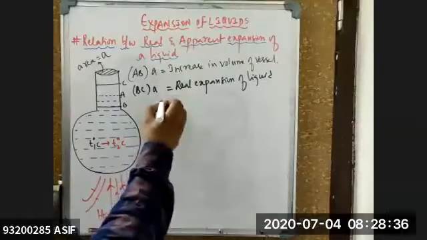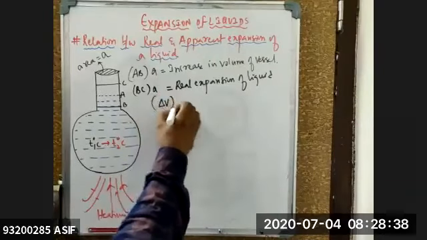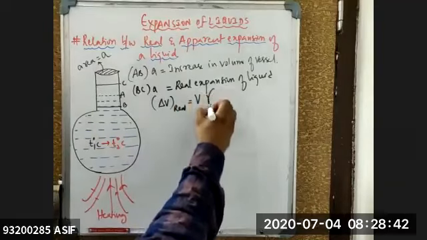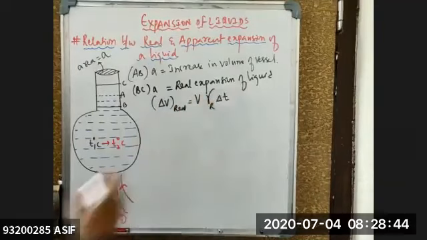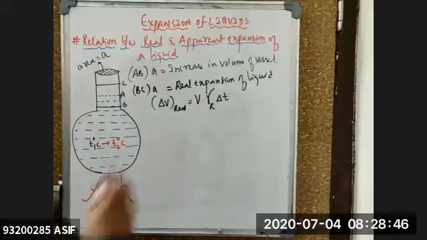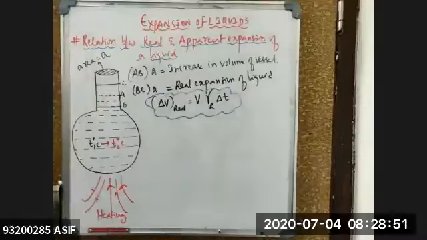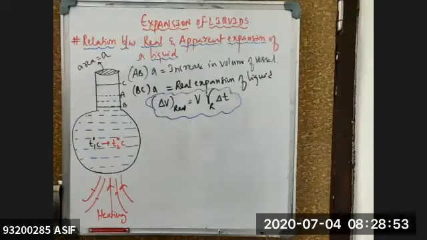Okay, so I can write that as change in volume. Real expansion is equal to original volume into gamma real into temperature difference, that is delta T. So delta V real is equal to actual volume into gamma real into delta T.